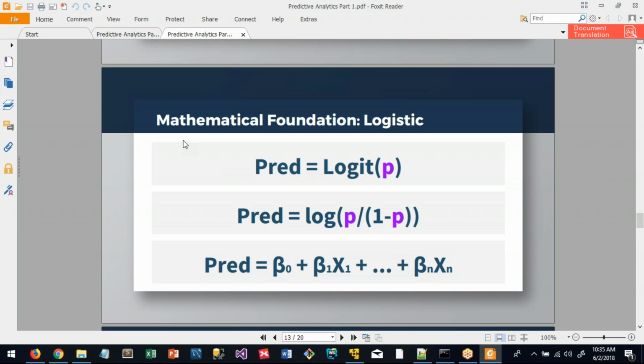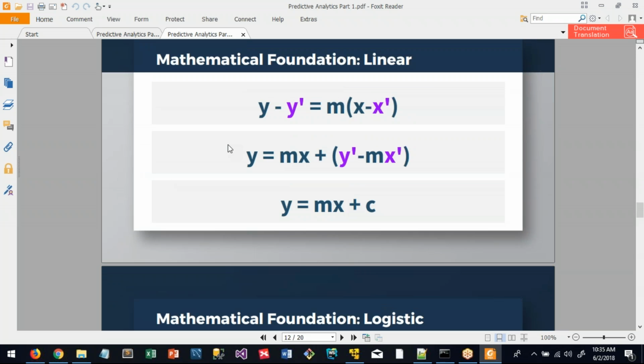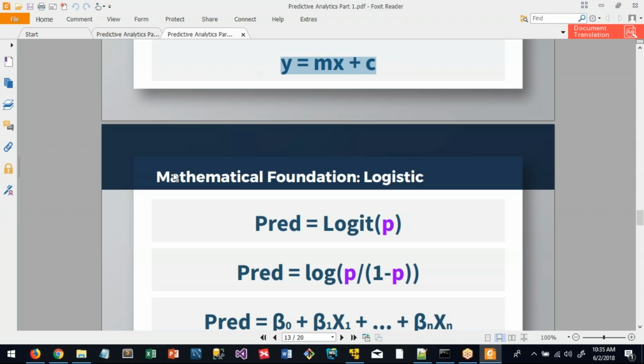Now, coming on to the mathematics of logistic regression, how does it differ from that of linear regression? In linear regression, things were relatively simpler. Everything is reducible using y equals mx plus c. That's it. y equals mx plus c. That is what we aspire for.